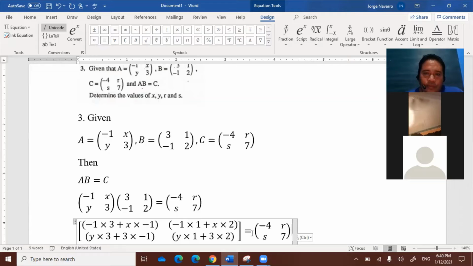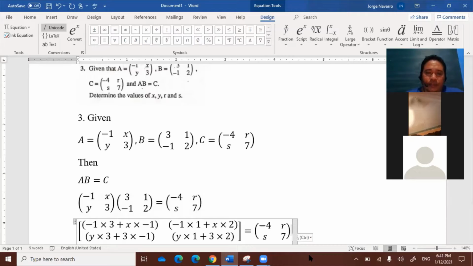The -1 times the 1 plus x times 2, will we get that? The -1 comes from here, times the 3 from here, and the x from here times the -1 from here. That's the row being multiplied by the column. And then we go again, -1 times 1, plus x times the 2. Okay?